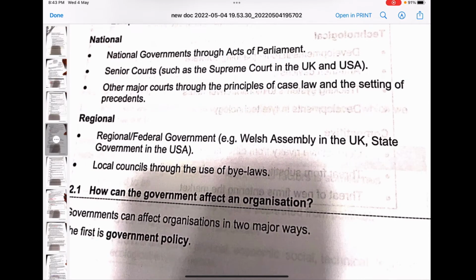And what is regional? Regional is basically local. Regional or federal government, for example the Welsh Assembly in the UK, state government in the USA. Local councils through the use of bylaws.